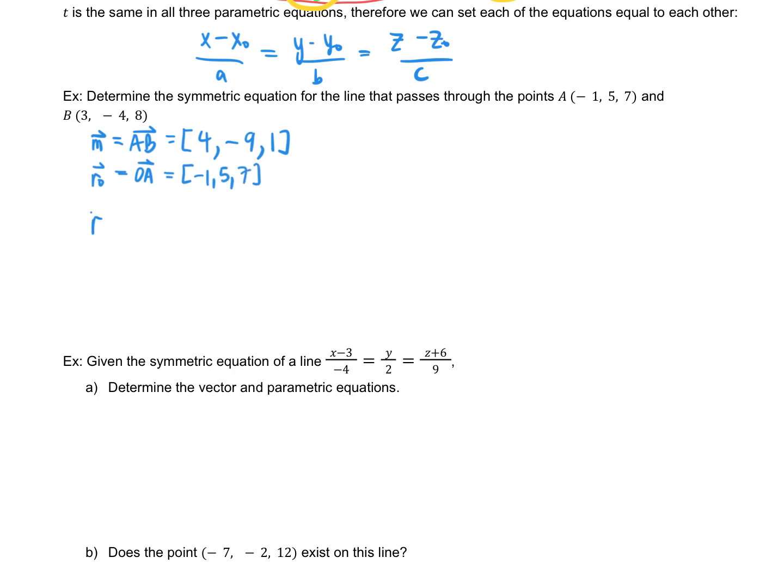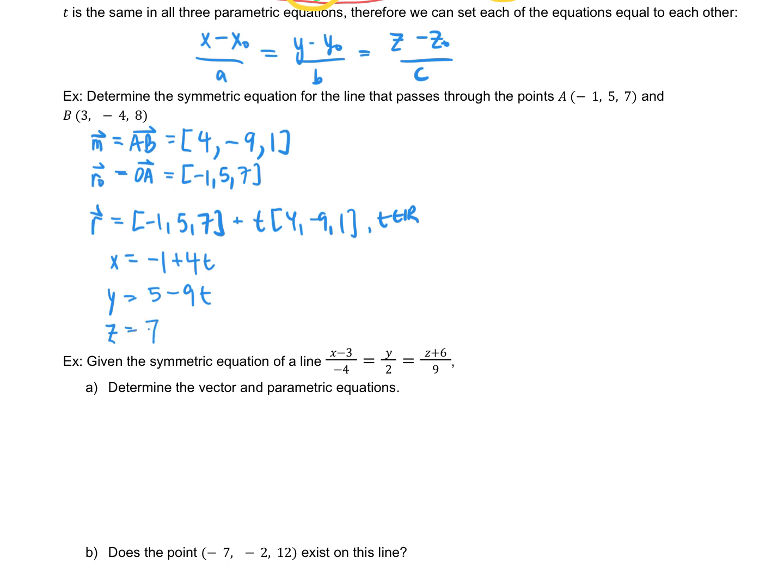So let's put that together. Vector equation is negative 1, 5, 7 plus t times 4, negative 9, 1. And actually, I didn't even have to write that. I could have gone straight to the parametric equations, which I will do now. So for x, negative 1 plus 4t. For y, 5 minus 9t. For z, 7 plus 1t.